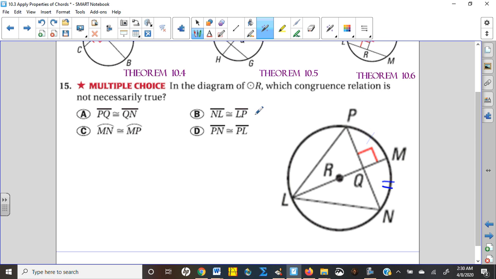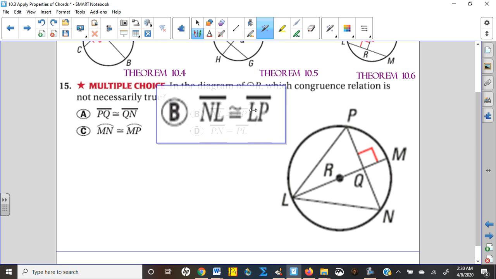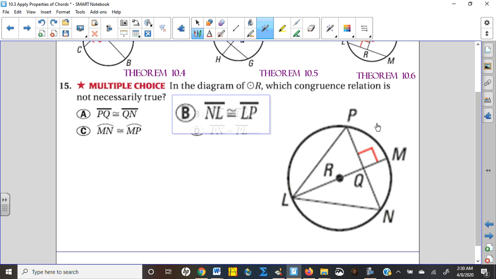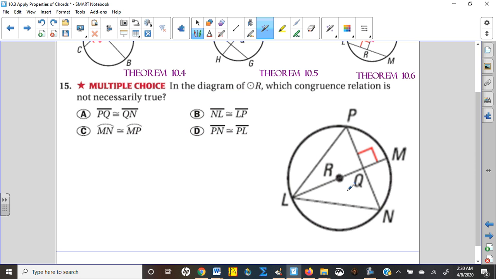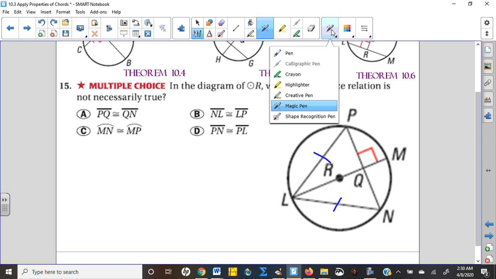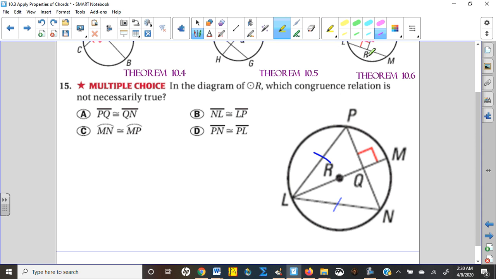What about NL and LP? Does that have to be true? NL is this guy, LP is this guy. Why would that have to be true? This one's a little more convoluted, but not that much more.